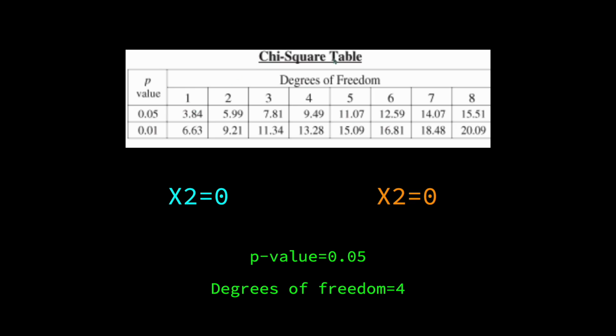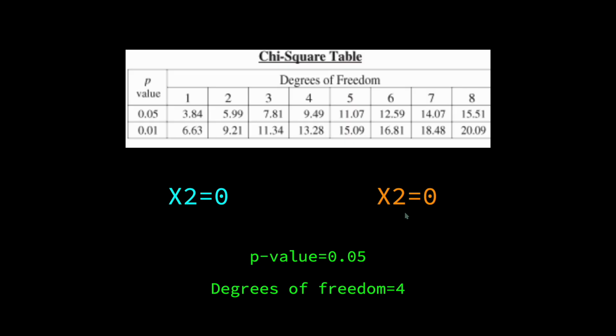So when looking at the chi-square table, we can go down to our p-value, see it was 0.05, and then we go over to the 4, and we see that for our p-value of 0.05, and underneath our degrees of freedom, we should have 9.49 or below to have rejected our null hypothesis.